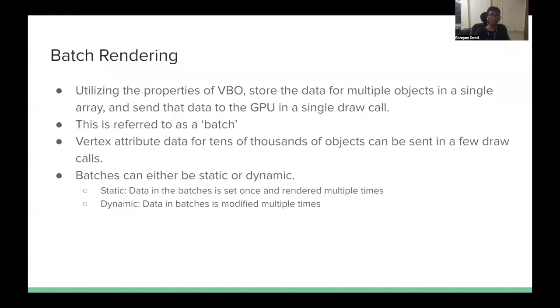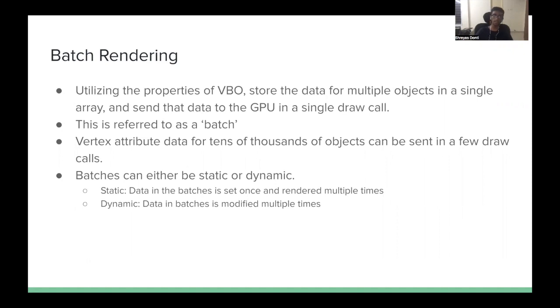Our first method that we'll be looking into is batch rendering, which utilizes the properties of a vertex buffer object to store the data for multiple objects in a single array and send that data to the GPU in a single draw call, which is referred to as a batch. With this technique, vertex attribute data for tens of thousands of objects can be stored in a few arrays and sent in a few draw calls.